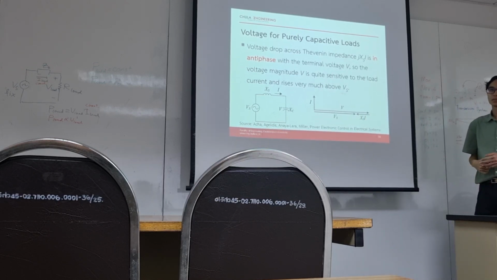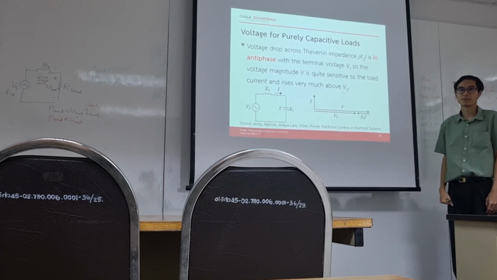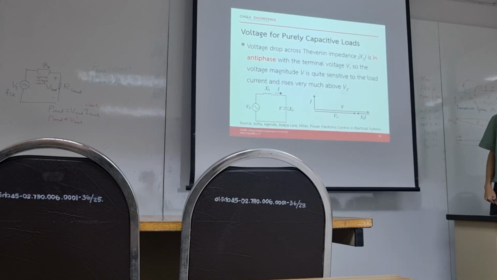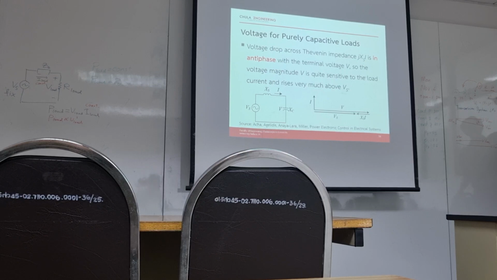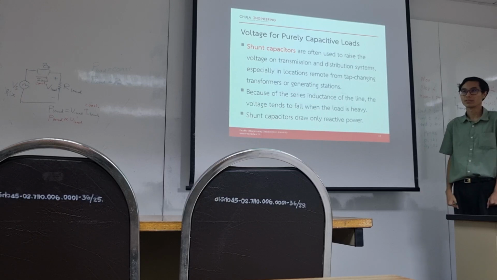If the load is R, the voltage does not change much, it falls just a bit. If the load is L, the load voltage will drop pretty much. If the load is C, the voltage increases a lot. Okay, so you have some sense, right? So this is fixed. If this load is R, the voltage does not change much. If this one is L, it will drop a lot. If this one is C, the voltage can increase a lot. Examples may be shunt capacitors that we use to increase the voltage. If we install a shunt capacitor, the voltage is increased. If we install a shunt reactor, the voltage will drop.